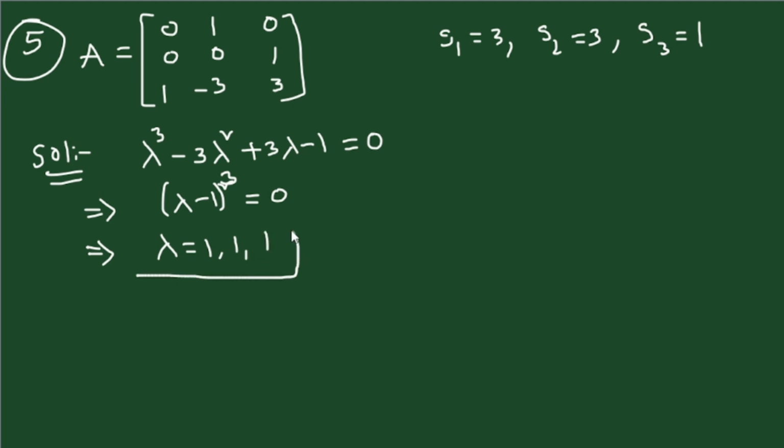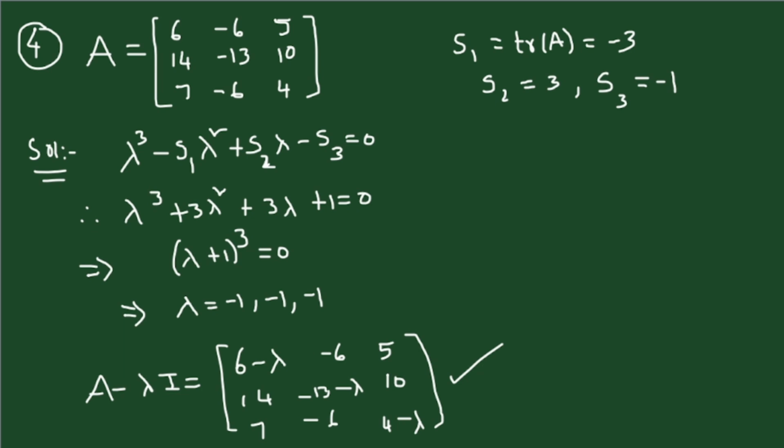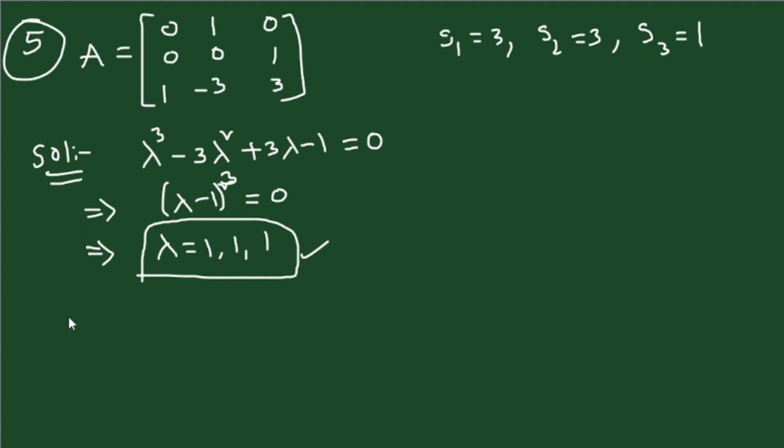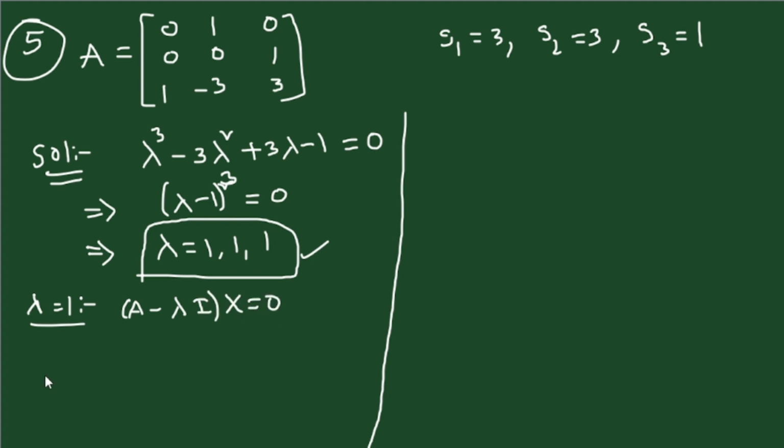Here also all three eigenvalues are the same, like in the previous problem. In the previous problem, all three eigenvalues were the same but minus 1. Here it is 1. So let us find the eigenvector corresponding to lambda equal to 1. It is (A minus lambda I) x equal to 0. So what is A minus lambda I? Subtract lambda from the principal diagonal. Here lambda equal to 1, therefore, subtract 1 from the principal diagonal.